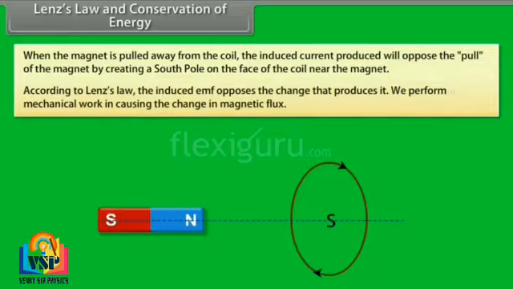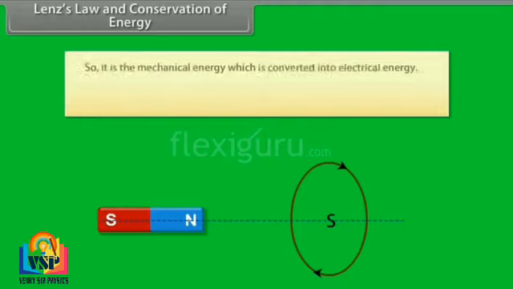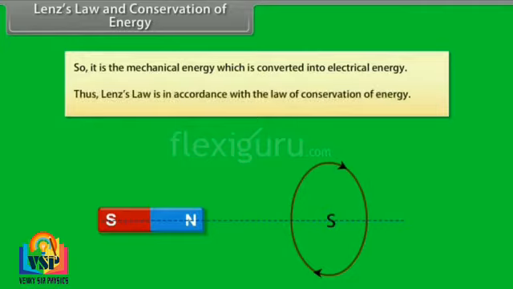According to Lenz's law, the induced EMF opposes the change that produced it. We perform mechanical work in causing the change in magnetic flux. So, it is the mechanical energy which is converted into electrical energy. Thus, Lenz's law is in accordance with the law of conservation of energy.